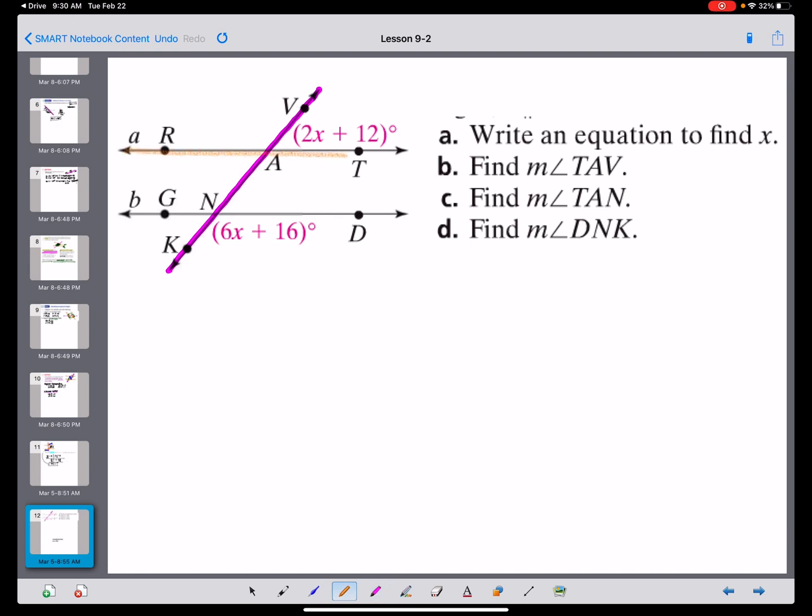I would start off by highlighting my transversal and my parallel lines, and I'm making them the same colors, orange and that purple color. One thing that I know is that the angle VAT, that is labeled 2x plus 12, is also the measure of this angle here, 2x plus 12, because this angle and this angle are corresponding angles.